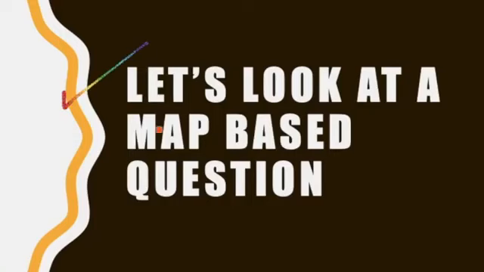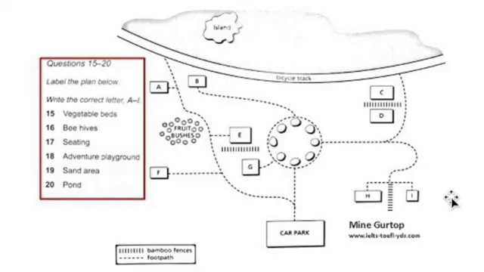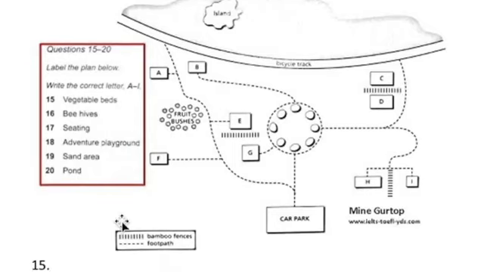Now let us look at a map-based question. This is the question that we have in front of us. There is a single audio but 2 question types. So 11 to 14 was one question type, which I'm not going to cover in this video, but 15 to 20 are based on this map-based question.